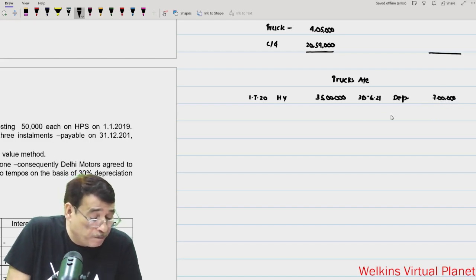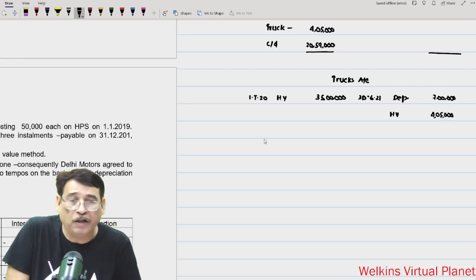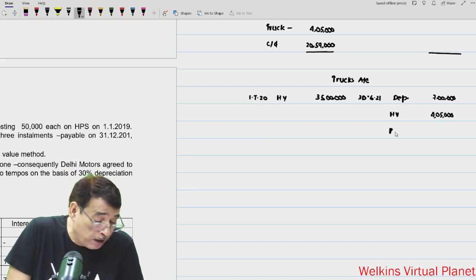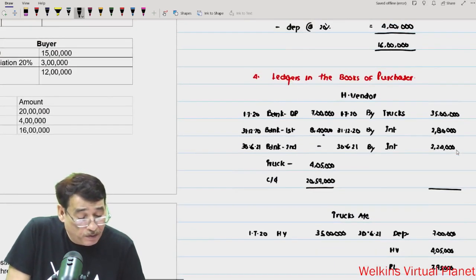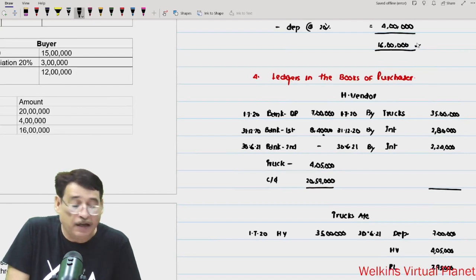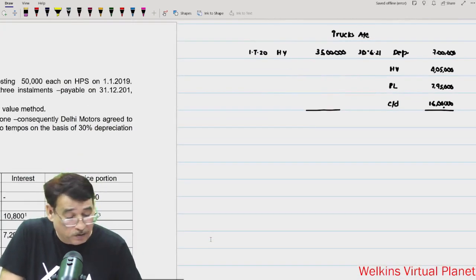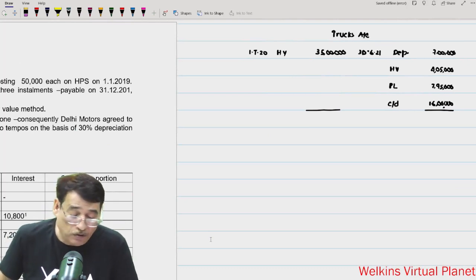Then on this date, the hire vendor repossessed 4,05,000 worth of trucks. 3 trucks he repossessed at a valuation of 4,05,000, due to which we incurred a loss of 7,95,000, which we computed earlier. And 4 trucks are with us and their valuation we have already done, that is 16 lakh. So this is how you are going to prepare it, because the trucks still with the buyer are equal to 16 lakh, as you can see. So now this account will get closed. You can also prepare the goods repossessed account if you want. You can do so by yourself. Is it clear to you or not?